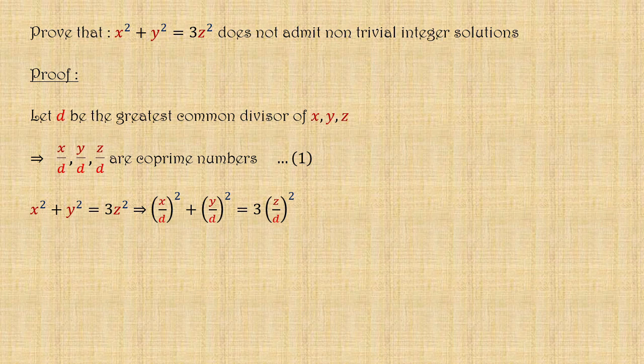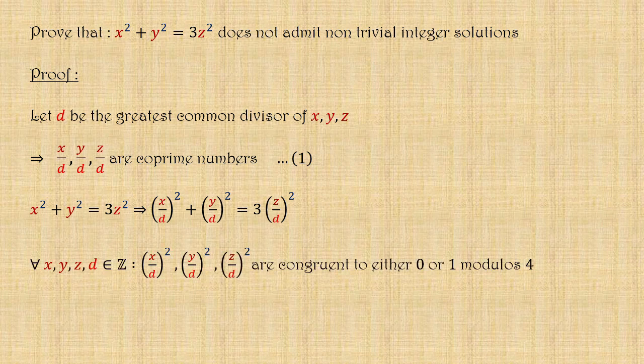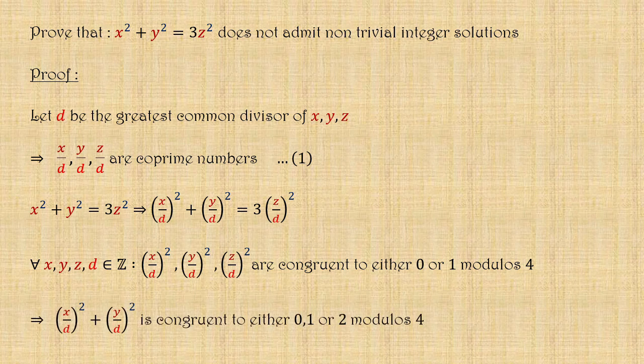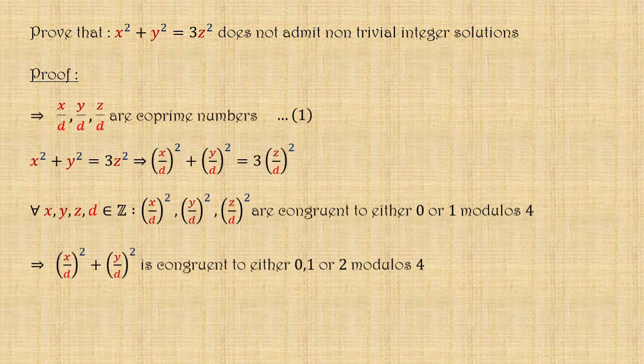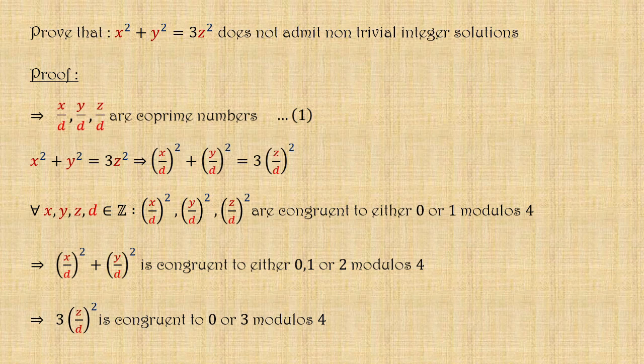Now, if we calculate the congruence of the squares of x/d, y/d, and z/d modulo 4, we will find that, whatever the values of x, y, z, and d, the squares of those ratios are congruent to either 0 or 1 modulo 4. And this means that on one hand, the sum (x/d)² + (y/d)² is congruent to either 0, 1, or 2 modulo 4. And on the other hand, 3(z/d)² is congruent to either 0 or 3 modulo 4.